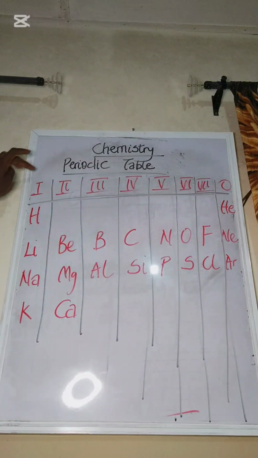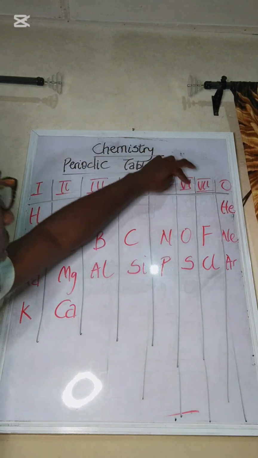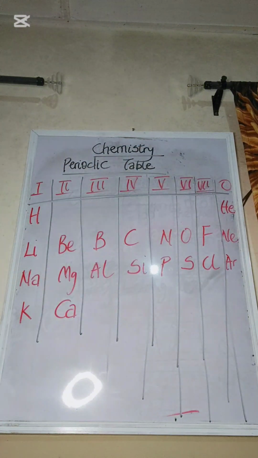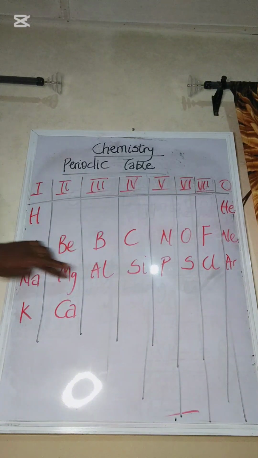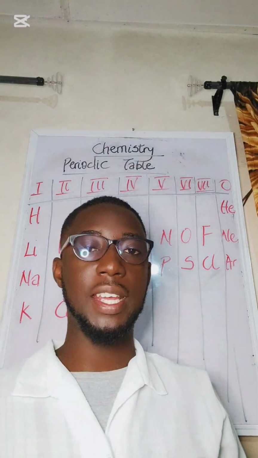So in the periodic table, we have the horizontal representation and the vertical representation. The vertical representation are groups 1, group 2, group 3, group 4, group 5, group 6, group 7, and group 0 or group 8. The vertical representation represents the groups, while the horizontal representation represents the periods. So we have period 1, period 2, period 3, and period 4. We'll be stopping here because we are discussing the first 20 elements.